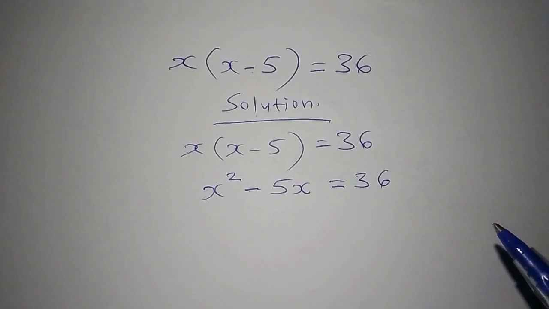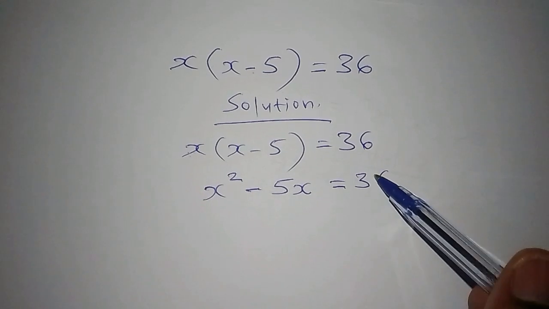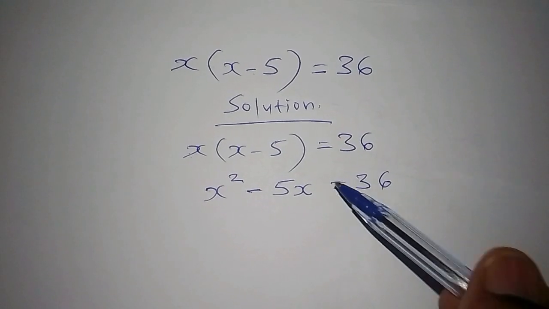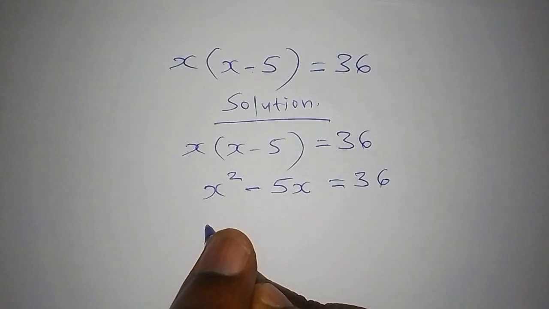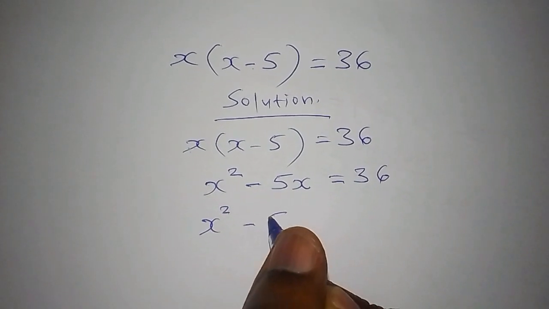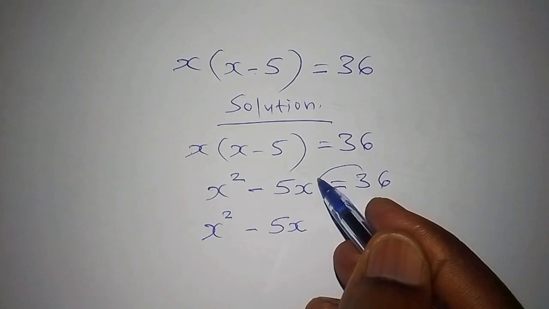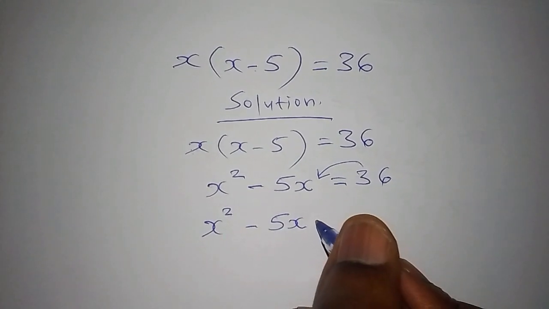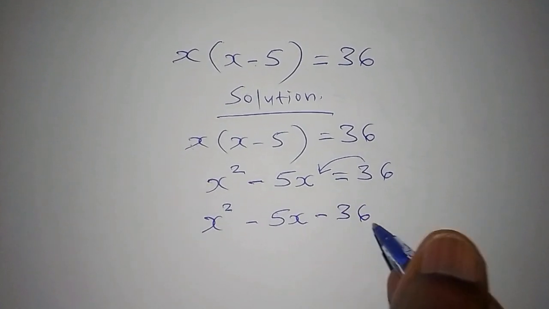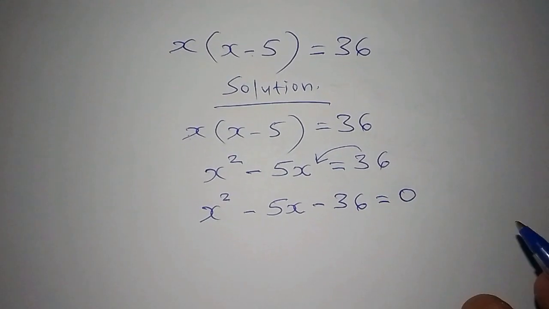So the next thing that you're going to do, this 36 is going to cross the equal sign, so it shall come to this other side. So you shall say now x squared minus 5x. When 36 crosses the equal sign, it becomes minus 36 is equals to 0.